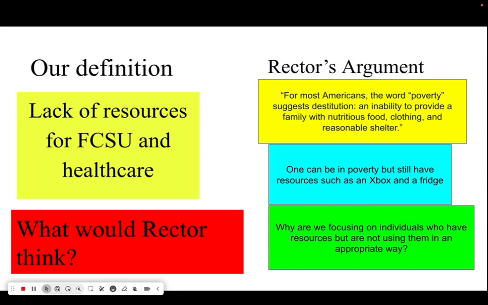Again, in relation to the definition of poverty as lack of resources for food, clothing, shelter, utilities, and healthcare, Rector would most likely agree that the lack of these essential resources constitutes poverty.